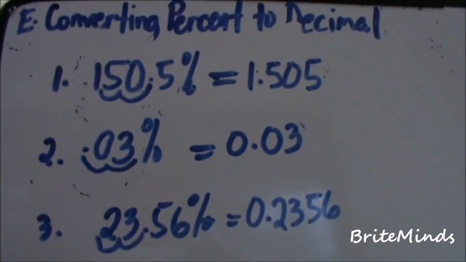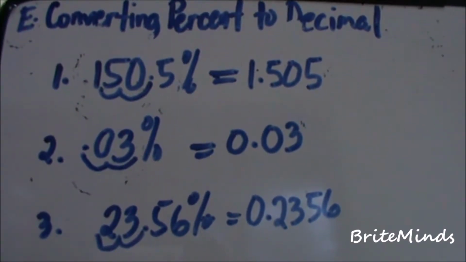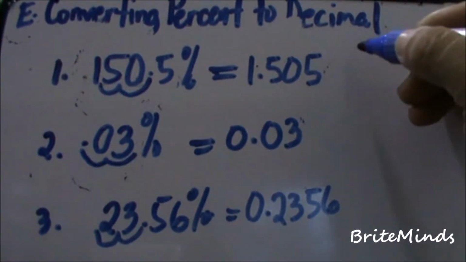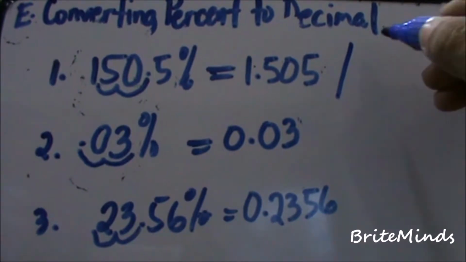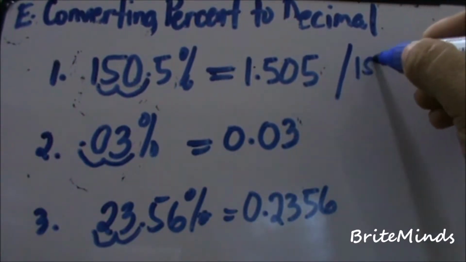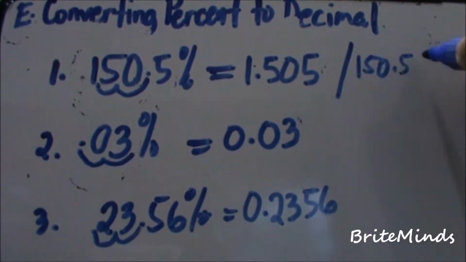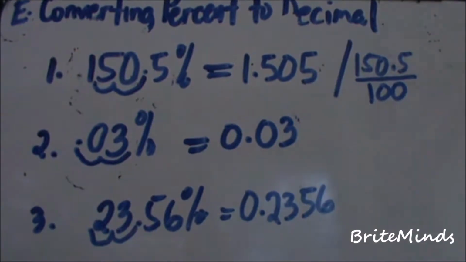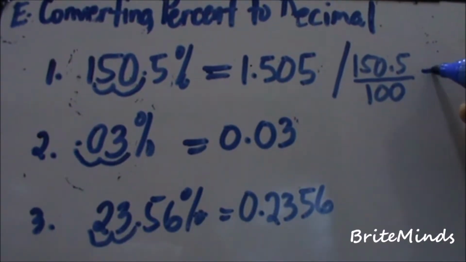So there is another way also of doing it. Okay, so for example, in number 1, just simply 150.5 divide by 100. So the answer will still be 1.505.